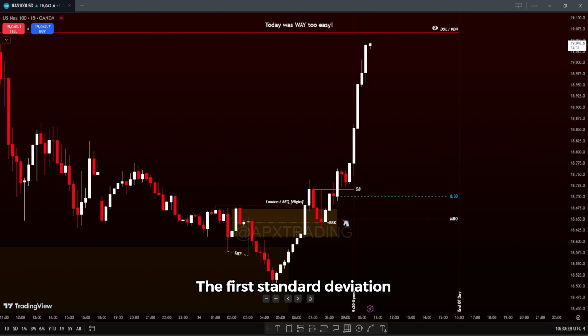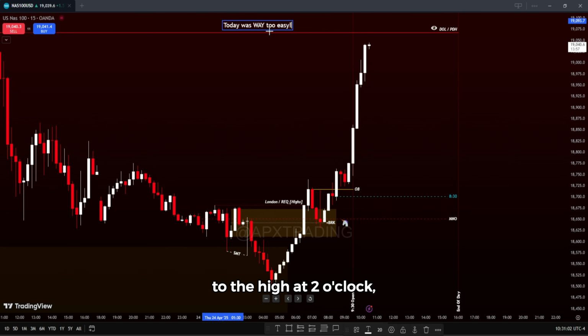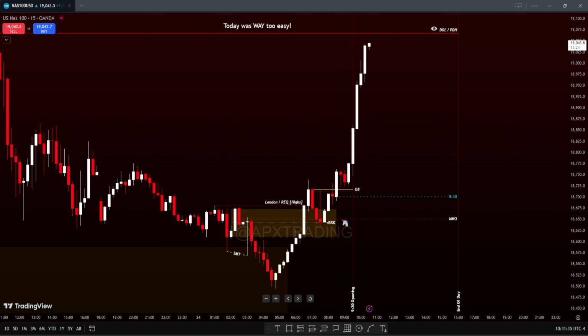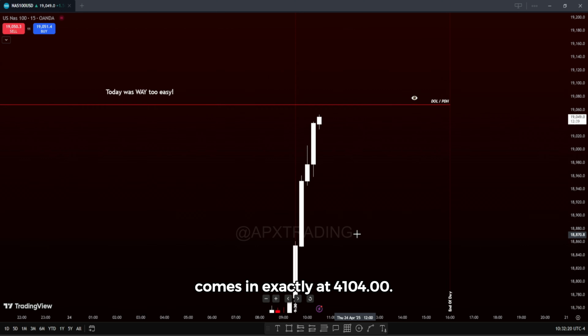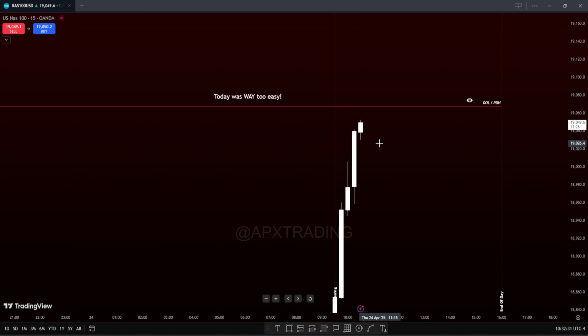The first standard deviation above those relative equal highs, if we're measuring standard deviation from the low at 2:30 to the high at 2 o'clock, comes in at negative 1.5. Notice that. The price level for that standard deviation, negative 1.5, comes in exactly at 4104.00. Notice that?